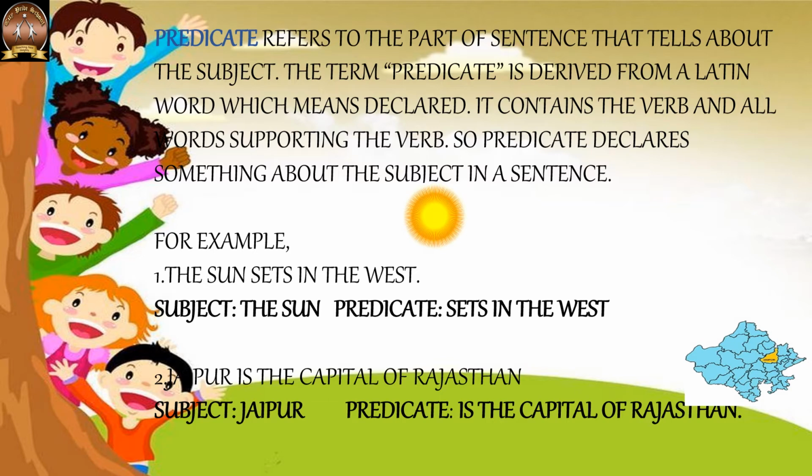Let's see an example. The sun sets in the west. What is the sentence about? The sentence is about the sun. And what is told about it? Sets in the west. Sets is your verb, and the remaining words become your predicate. Jaipur is the capital of Rajasthan. The subject is Jaipur, and the predicate, starting with the verb, is the capital of Rajasthan.